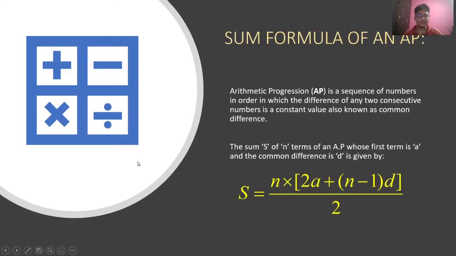So let's first see the sum formula of an AP. As we all know, AP or arithmetic progression is a sequence of numbers in order in which the difference of any two consecutive numbers is a constant value, which is also known as common difference. So the sum S of n terms of an AP whose first term is A and the common difference is D is given by S equals n multiplied by 2 times A plus n minus 1 times D, divided by 2. So we will use this formula to calculate the sum of our AP.